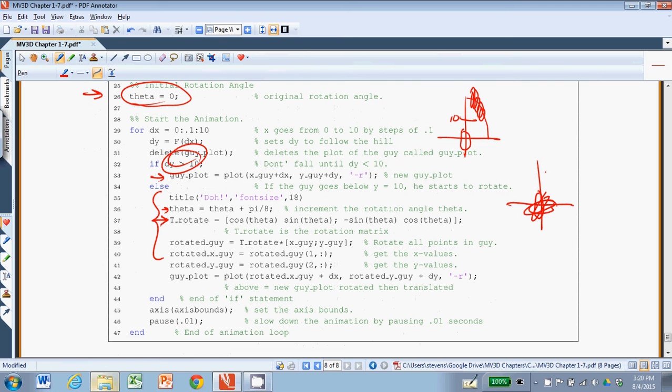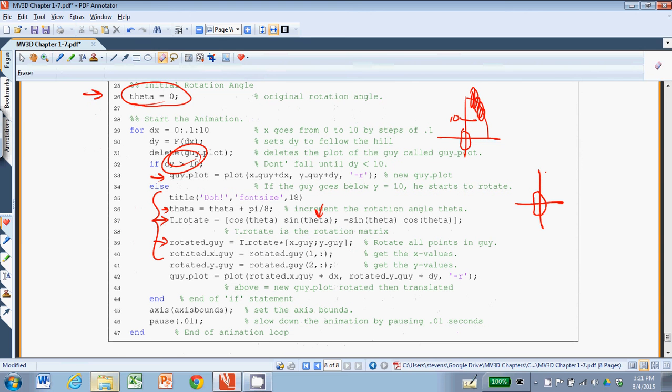So there's my rotation matrix, right? And then I'm going to rotate the guy. There it is, the rotation matrix times x guy, y guy. That's the original guy centered at the origin in the vertical position, right? And theta is what's going to increase every time I pass through this loop.